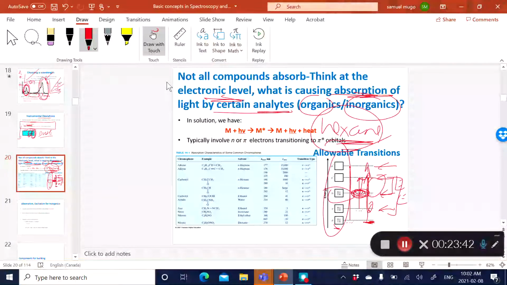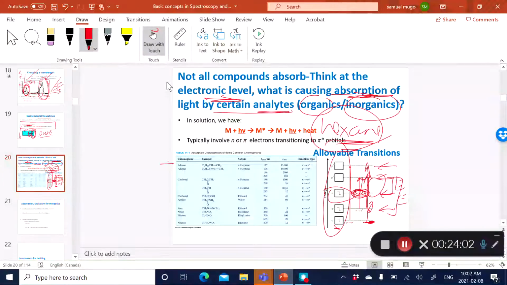And that's the reason why some of these analytes do not absorb: the energy gap available is so large that you wouldn't be able to get light that has enough energy to cause that kind of transition. So take note of this then.